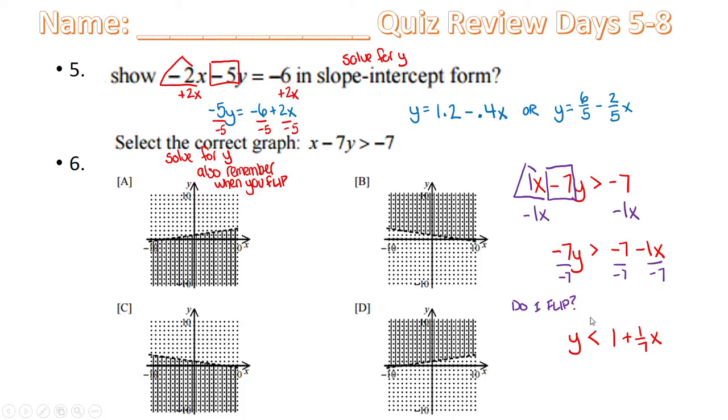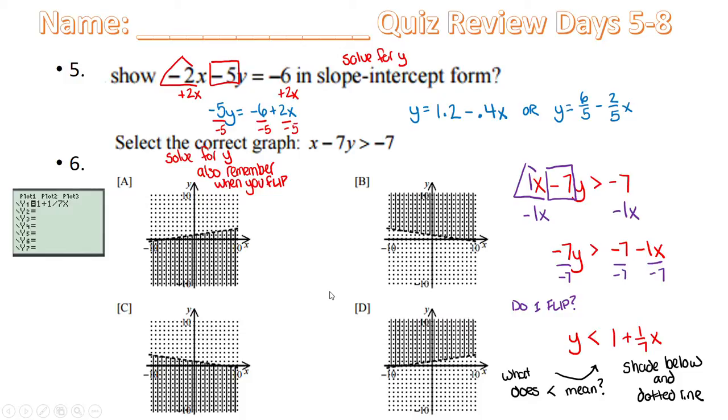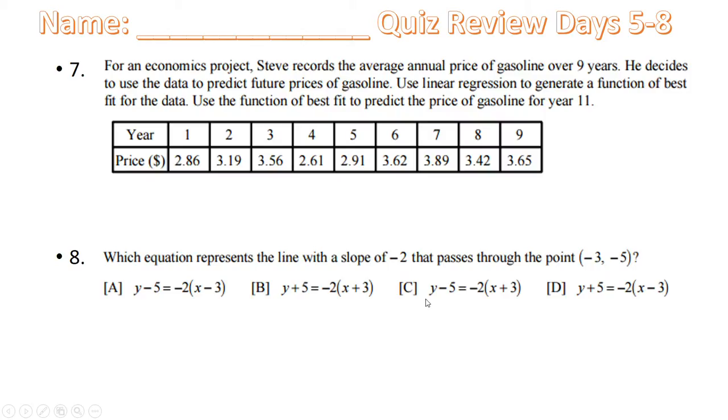Now the thing you need to remember next is put this into your y equals key. And also know that this symbol is less than, so we need to shade below our line for less than. If we shade below our line, then our answer is going to be A. And we know it's going to be A because that's what our graph looks like. Okay, moving on.